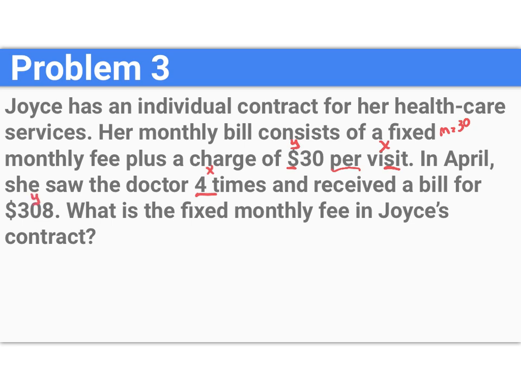So what do we have here? We have 308. 4 visits cost $308. And then a rate of $30 per visit as your m. And this is a point. We'll call it point P. Okay, so we have a slope, we have a point. We can go y minus 308 equals 30 times x minus 4.